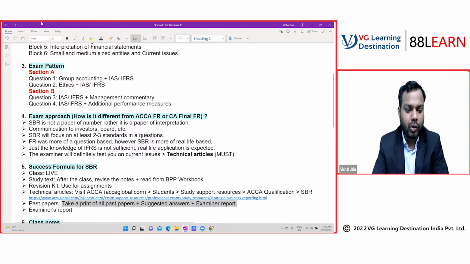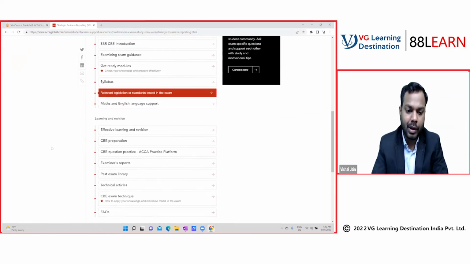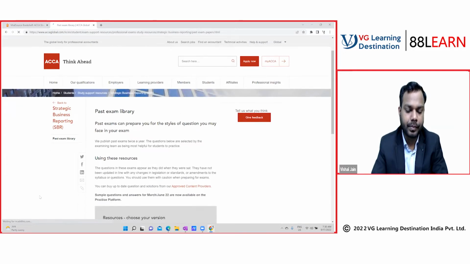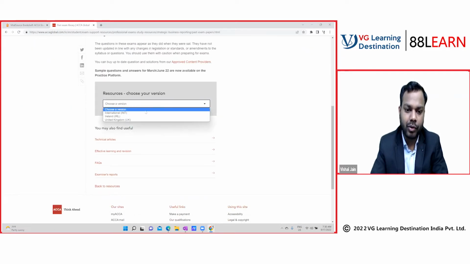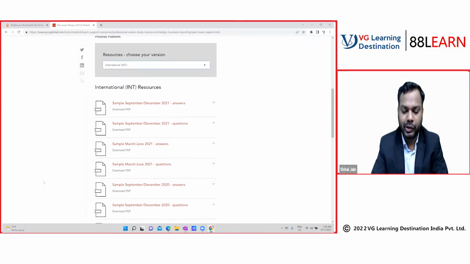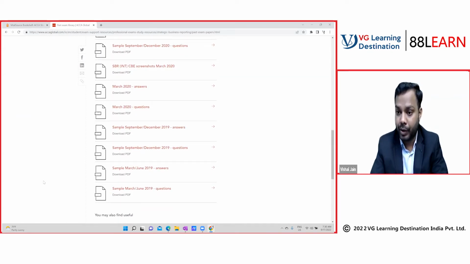So you have to take a print of the past papers, suggested answers, and the examiner report. From where will you get these? See it here, past exam library. Choose a version; you have to choose the international version. Now see, you have questions, answers, questions, answers. These are the questions and suggested answers, so you have to download and take a print of them. This is the suggested answers, Kamlesh.